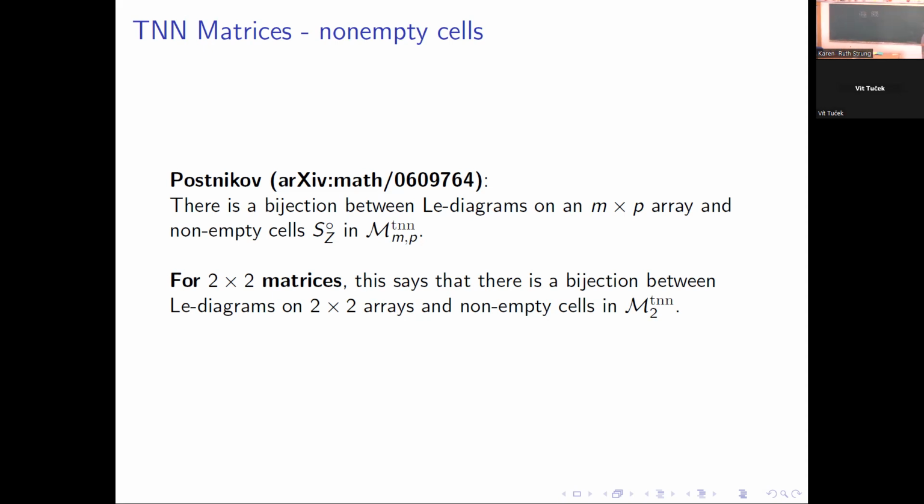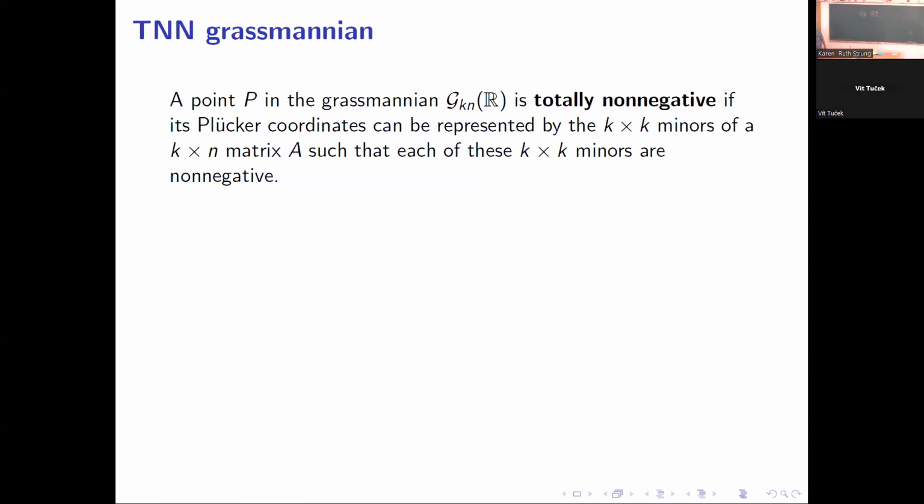Okay, so we have this nice concept. And it's not exactly what Postnikov did. He did that in a more general context of the Grassmannian. So I want to define what the totally non-negative Grassmannian is. So you take a point in the Grassmannian, and you say this is totally non-negative if it can be represented by a matrix where all the Plücker coordinates are non-negative. That is a k by n matrix, with k being less than n, where all the k by k minors are actually non-negative.